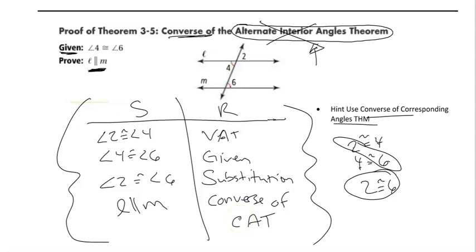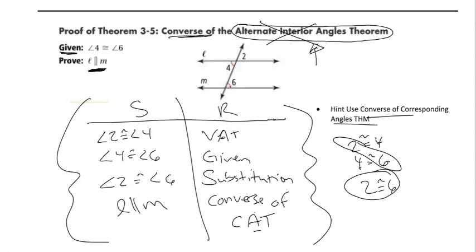If we had to write this out as a paragraph proof, we would say angle 2 is congruent to 4 by the vertical angles theorem. It is given that angle 4 is congruent to 6. Therefore, by substitution, 2 is congruent to 6. So L is parallel to M by the converse of corresponding angles theorem.